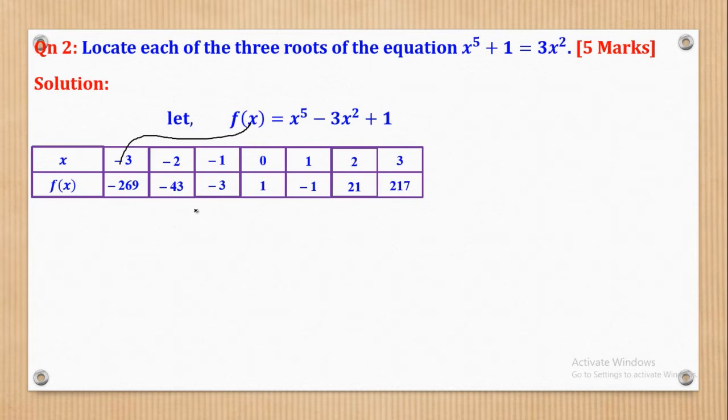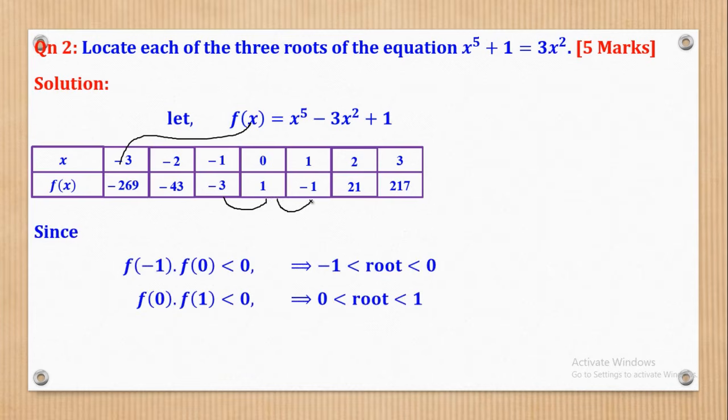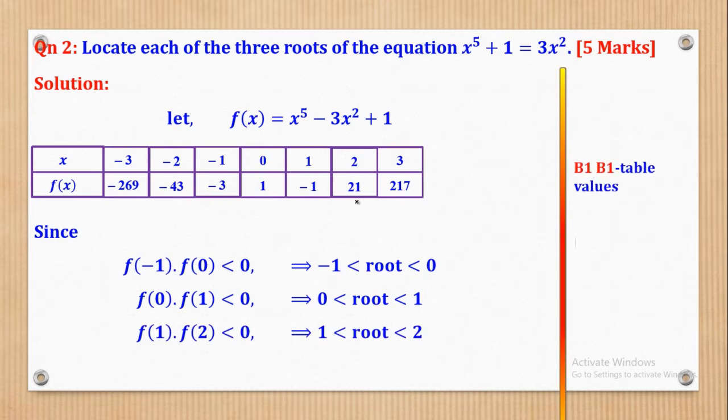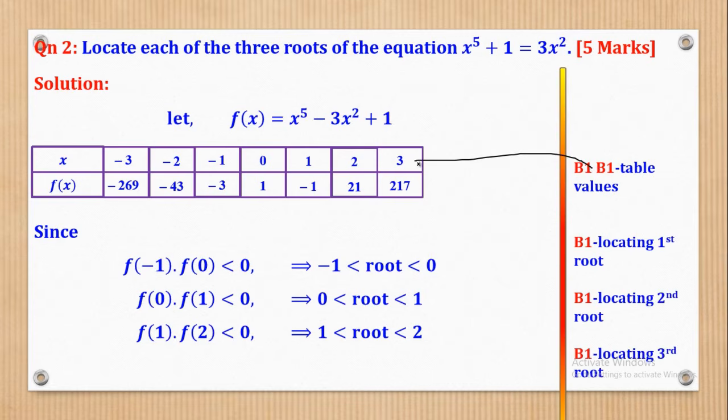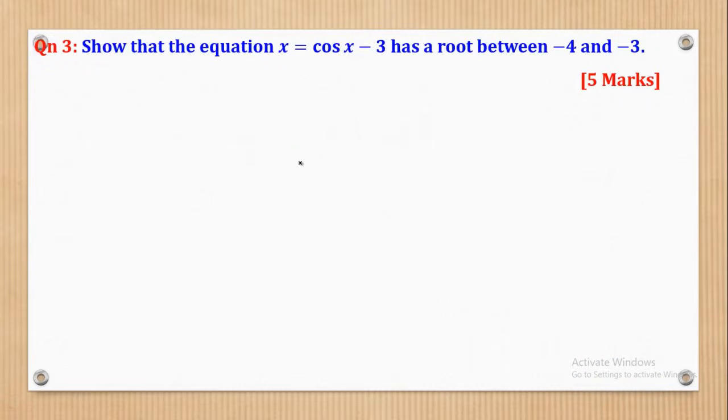So when you get the 3 roots, we can stop. For example, if you look at this, there is a change of sign, meaning that there is a root between -1 and 0. Then there's a change of sign, meaning there is a root between 0 and 1. And there's a change of sign, meaning there's a root between 1 and 2. So basically that's what they wanted you to do. So B1, B1, B1, B1, B1. So that was question 2.